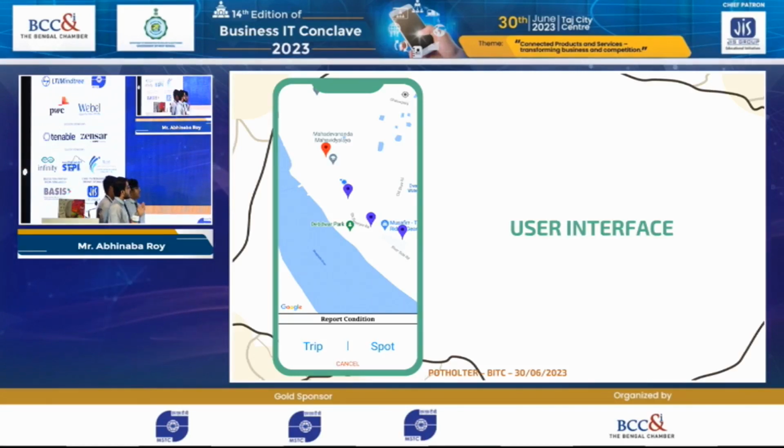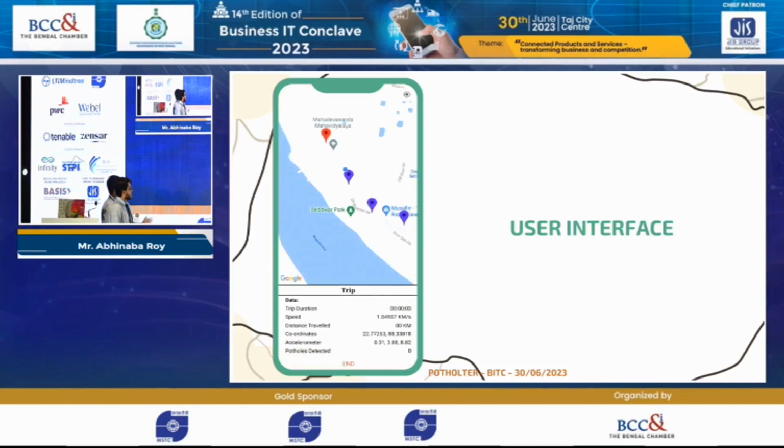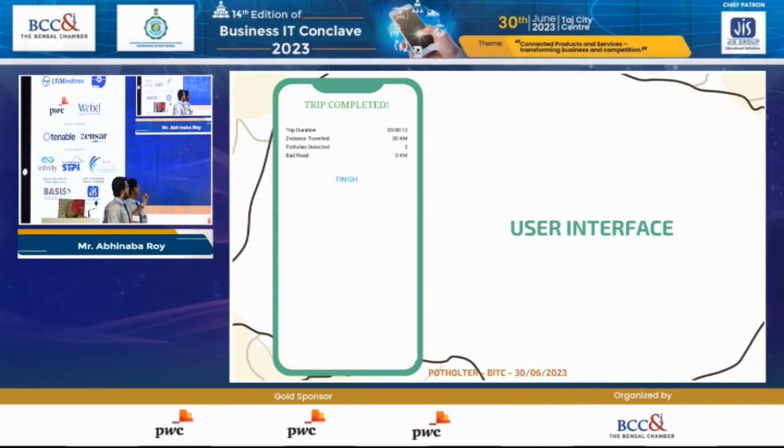Trip is for when you are starting a trip, then click on the trip option, and this kind of page will appear. Here you can see different parameters like trip duration, speed, potholes detected, coordinates, etc. And this is basically to detect potholes and bumps when you are traveling. And after the trip, you can end that. And after ending your trip, you will see this kind of page. This basically gives you the summary of your whole trip, that is the trip duration, the distance traveled, the number of potholes you have encountered, etc.